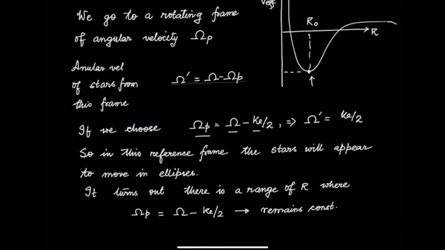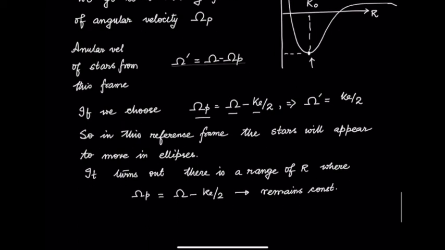So we first go to a rotating reference frame. We choose a reference frame such that the orbits look like ellipses. But then we realize that I can do this only for a certain radius where the effective potential is such that I can choose omega p to be omega minus kappa by 2 and it will look like ellipses. But then for every galaxy there is a range of radii where omega minus kappa by 2 doesn't change. So if I go to that particular reference frame, then all these radii will look like an ellipse over a certain range of radius.